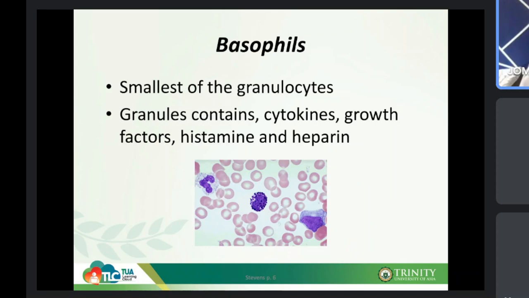Next, we have your basophils. Okay, when we talk about your basophils, they are considered to be the smallest granulocyte, not only the smallest, but the cell that has the least amount of time inside our blood. Okay, so they only live for a few hours in your blood. That's why you don't usually see them when you are extracting blood. So your basophils have these dark blue to black granules that contain cytokines, growth factors, histamine, and heparin. Histamine and heparin are the ones notorious when it comes to allergic reaction.